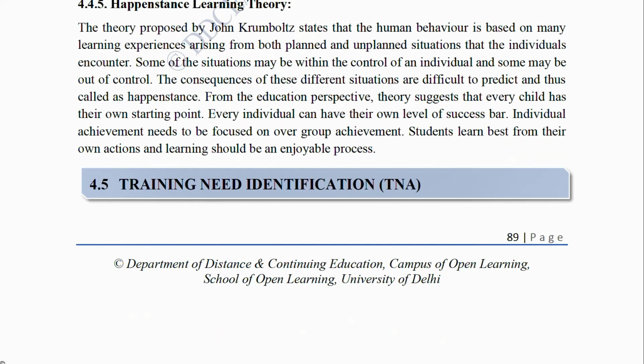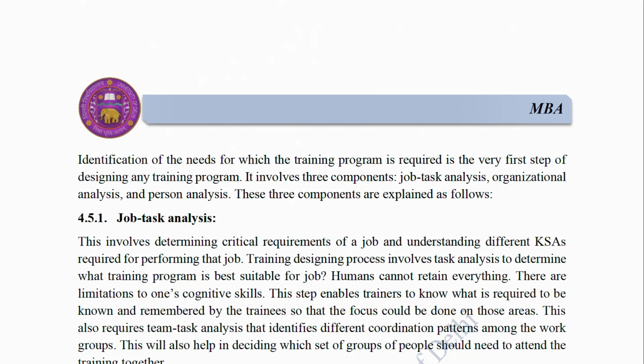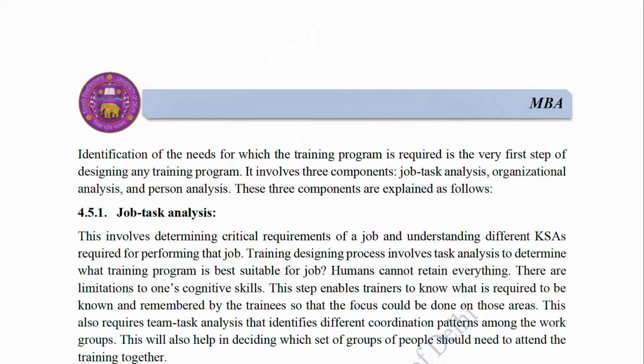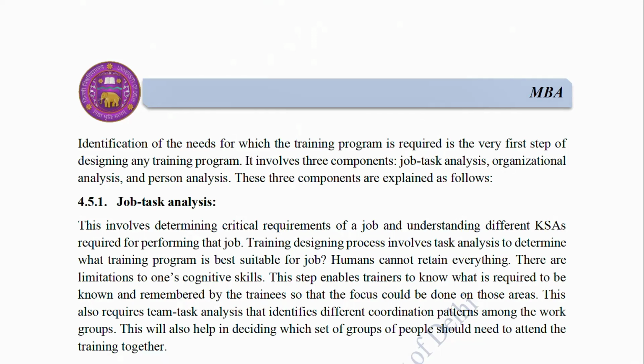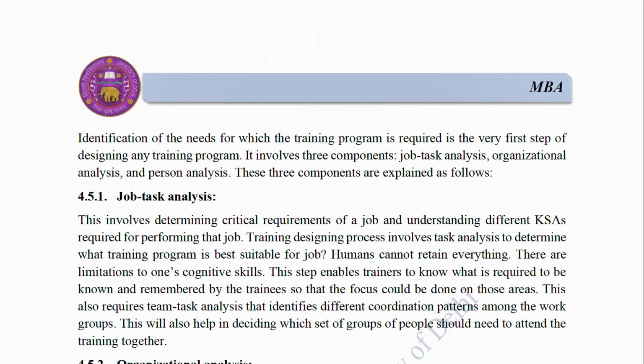4.5 Training Need Identification, TNA. Identification of the needs for which a training program is required is the very first step of designing any training program. It involves three components: job task analysis, organizational analysis, and person analysis. These three components are explained as follows.